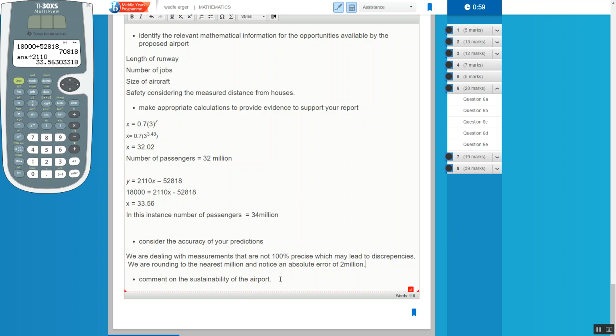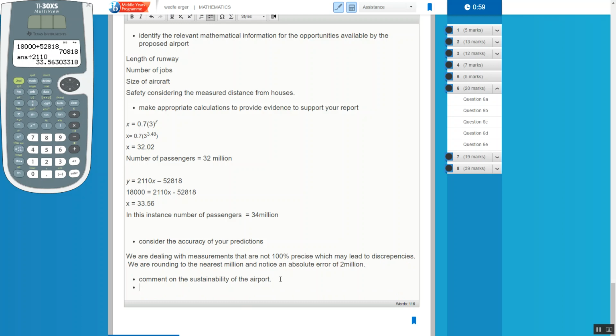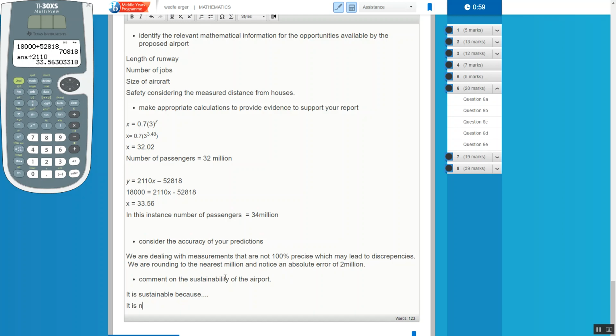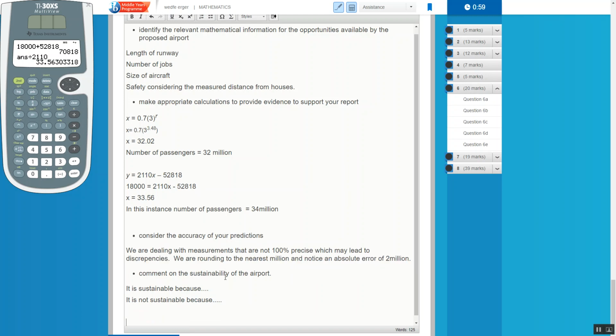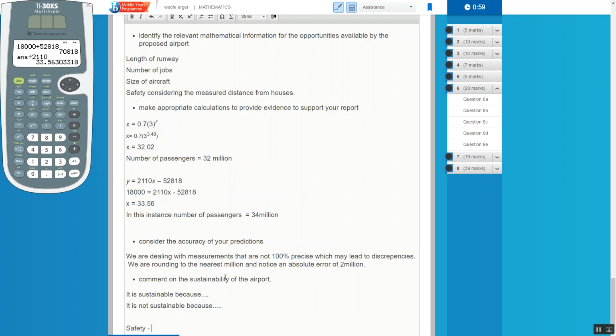Okay, so again, 2 things you want. Comment on the sustainability. So for this, you have to say whether it is sustainable or not sustainable. You have to state one or the other. It is sustainable, or it is not sustainable, because it has to be one or the other. Okay, with reasons.